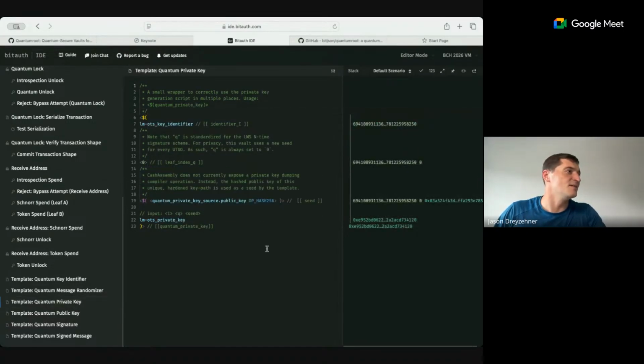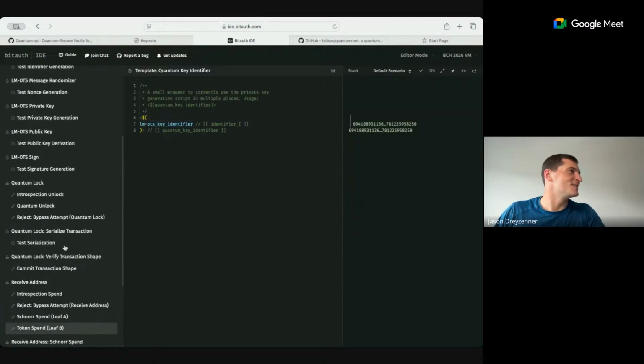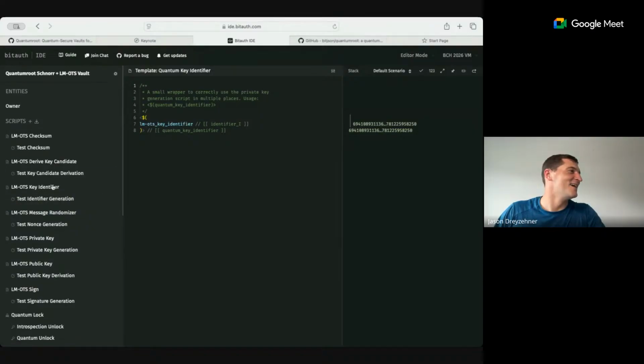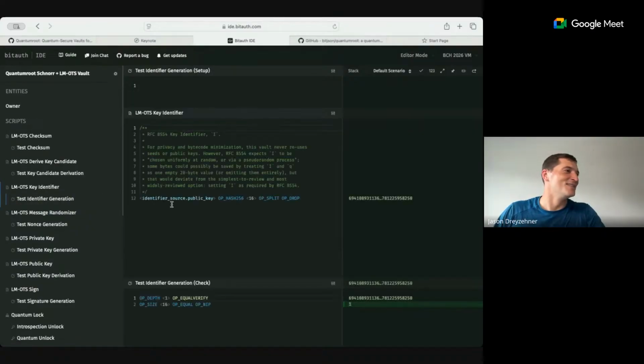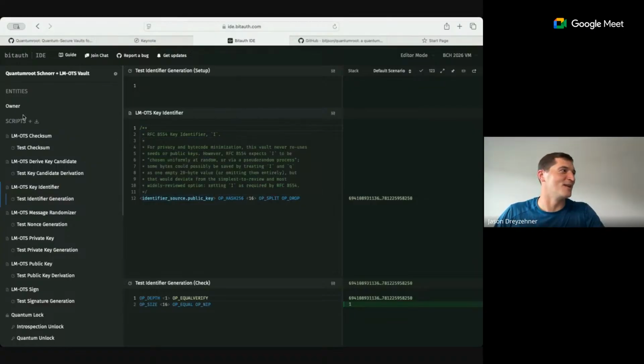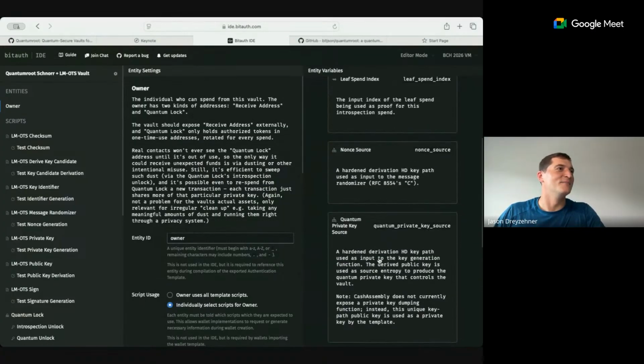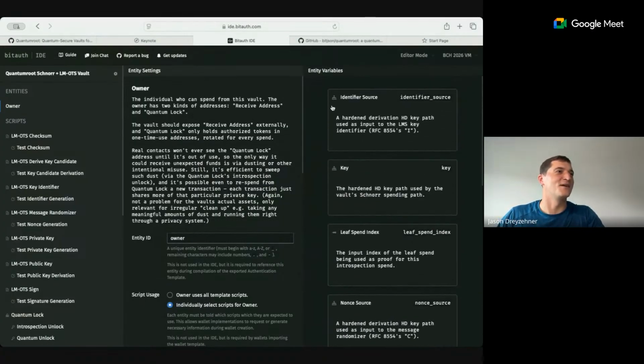Quantum private key starts with, so this is all an internal evaluation. This is just like using it as a template. Starts with the LMOTS key identifier. Look at that real quick. Oh, and that's, let's see, LMOTS key identifier. There it is. So it starts from identifier source public key. So it's a key path in the wallet. We can click up here. Identifier source. There we are.